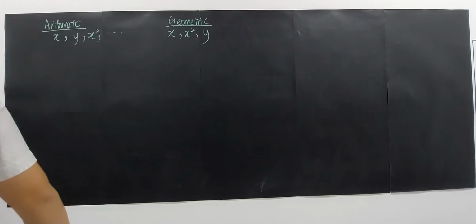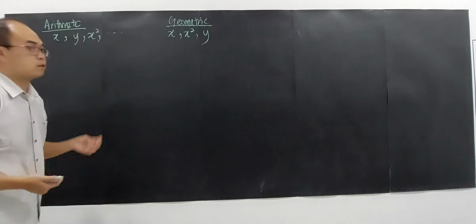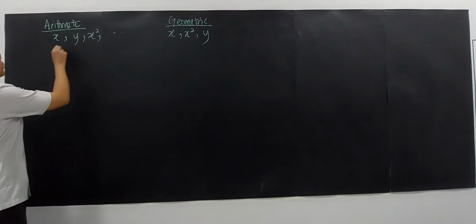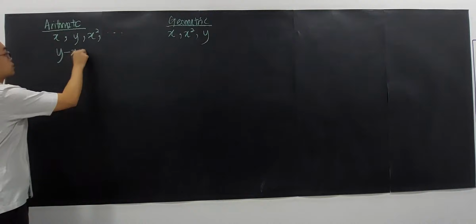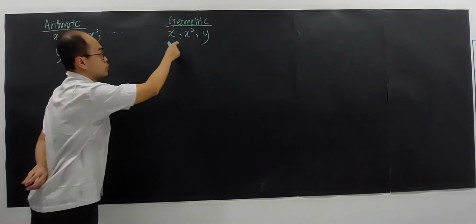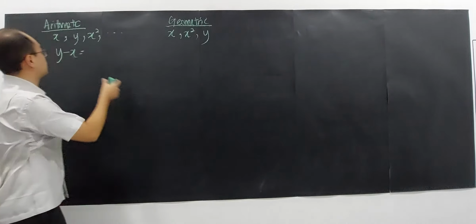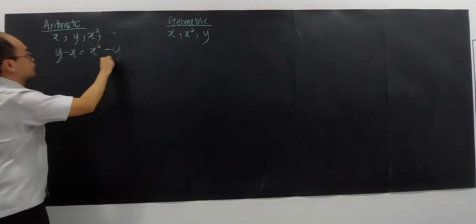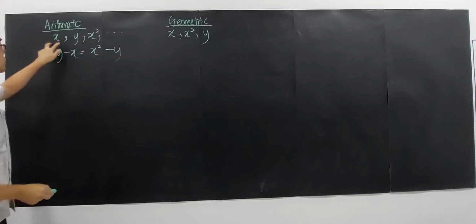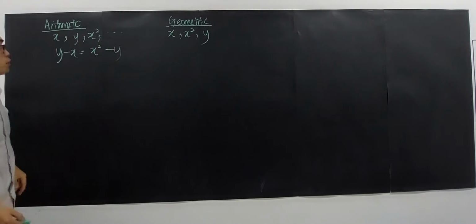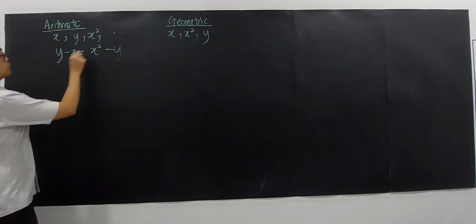Then you have to understand the most basic properties of an arithmetic series. We talk about the common difference, and for geometric, we talk about the common ratio. In an arithmetic series the differences are the same, so the second term minus the first term, y minus x, is the same as the third term minus the second term, x squared minus y. So then we have this relationship here.